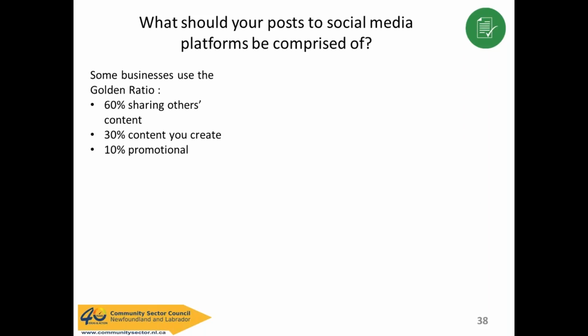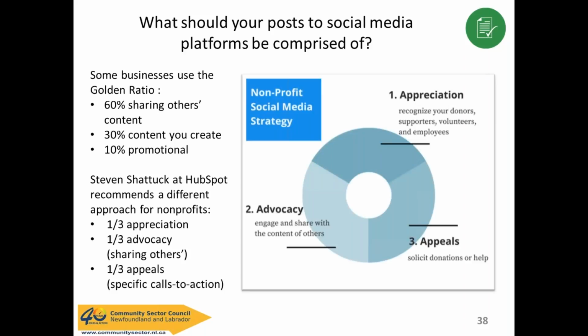So we're moving into the last couple slides now of today's webinar, and I'd like to leave with some notes about what to be posting about. So what should your posts to social media platforms be comprised of? Well, some businesses use the golden ratio, which says that 60% of your posts should be sharing other people's content. 30% should be content that you create, and 10% can be straight promotional, like donate here, or actually for businesses it would be something like buy our product here, or do this, and it's asking and requesting.